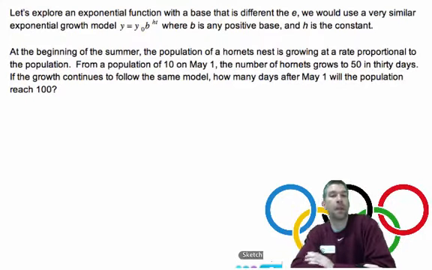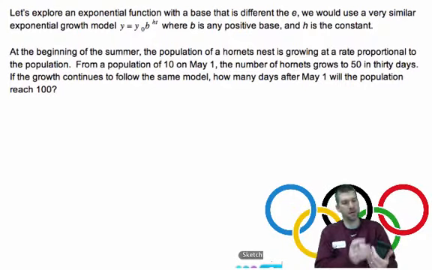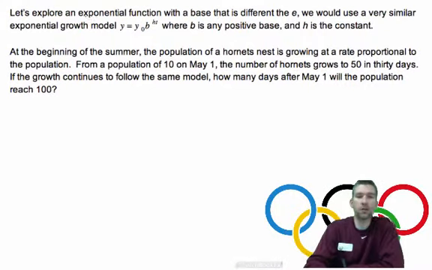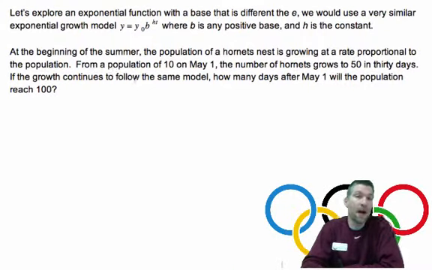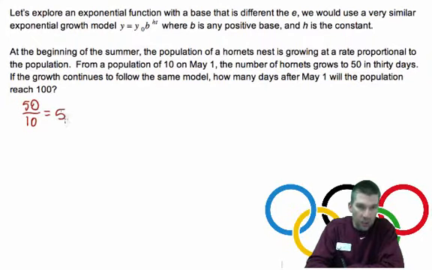All right, let's explore an exponential function now with a base that's different than e. Sorry about that. So what we're going to do is look at a hornet's nest. We're going to look at a population of 10 on May 1st. The number of hornets grows to 50 in 30 days. And it says that they're growing at a rate proportional to population. So when I look at that, what I'm seeing is I start with 10, I stop at 50, and this reduces to 5. This is my proportion that I have to have. This is my value of B.